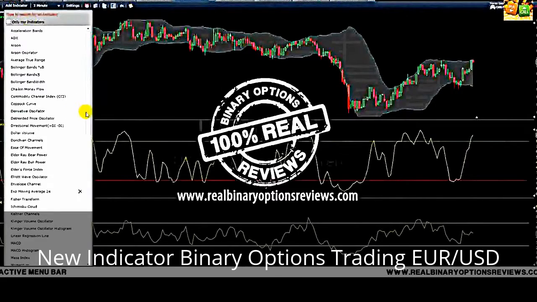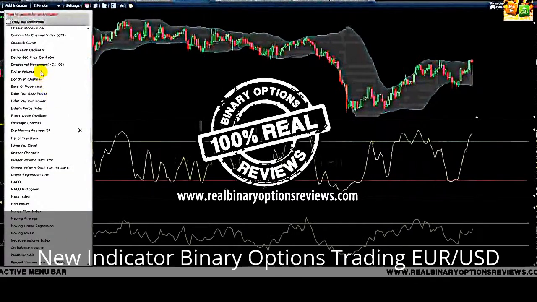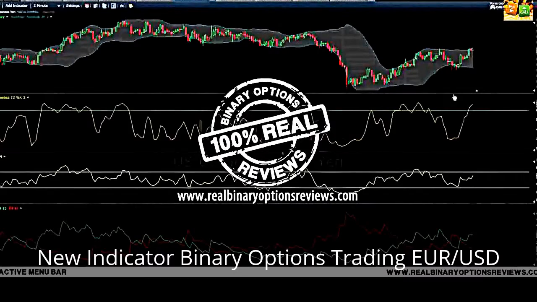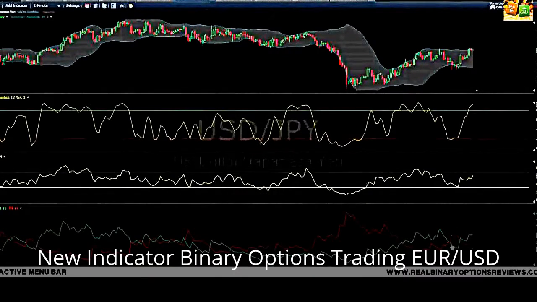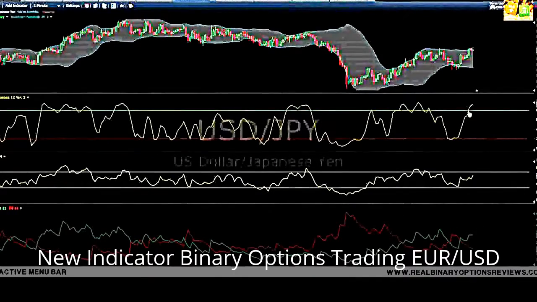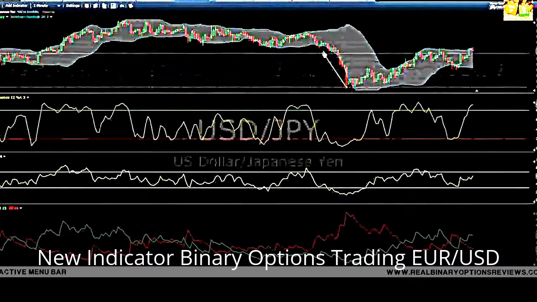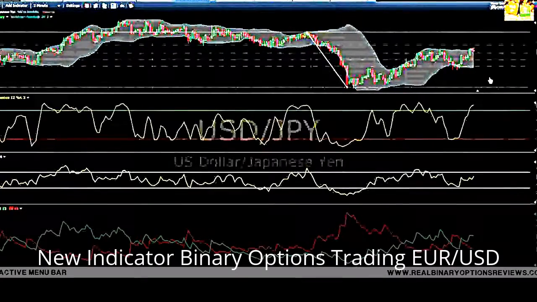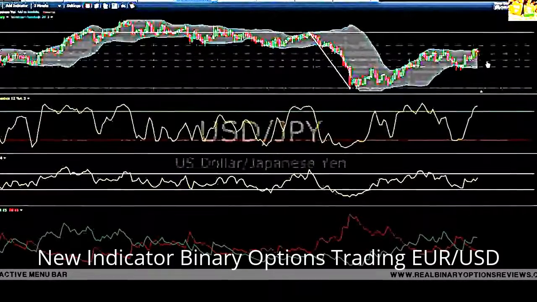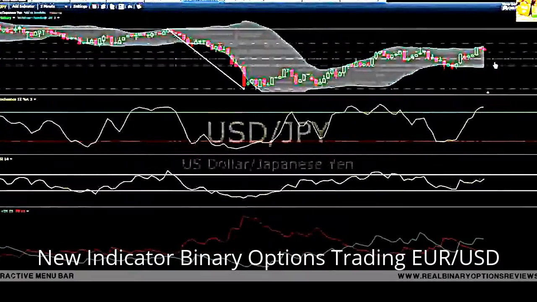So first I'm going to add directional movement, and you can see we are not having a clear trend up or down. We are having the stochastic high, and the price is touching the upper Bollinger Band. So I just want to draw a Fibonacci tool, let's say from this level to this top here, and let's see what is happening here.